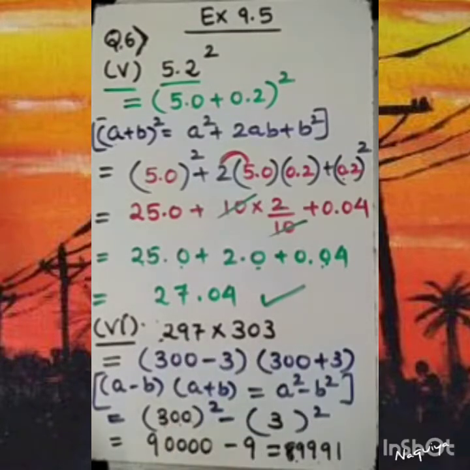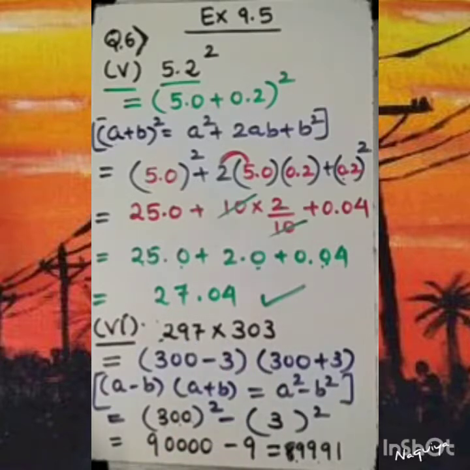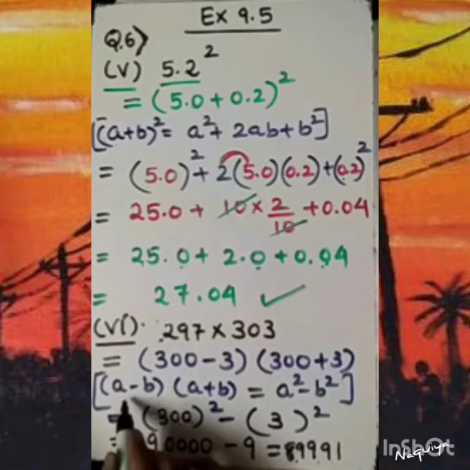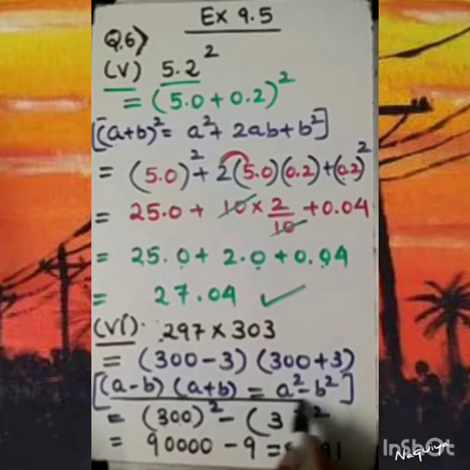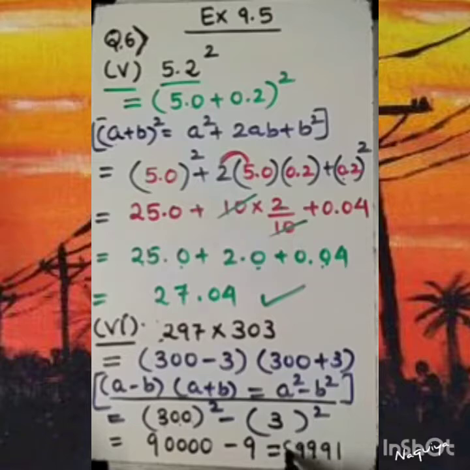Fine. So you should not do it directly. Okay, don't multiply it directly. You need to apply the identity over here. Okay, which identity have we applied? This identity. Fine. And according to that we have to solve. So the answer is coming 89991. Clear?